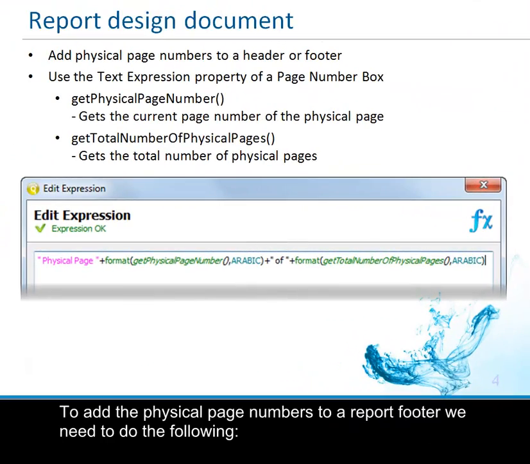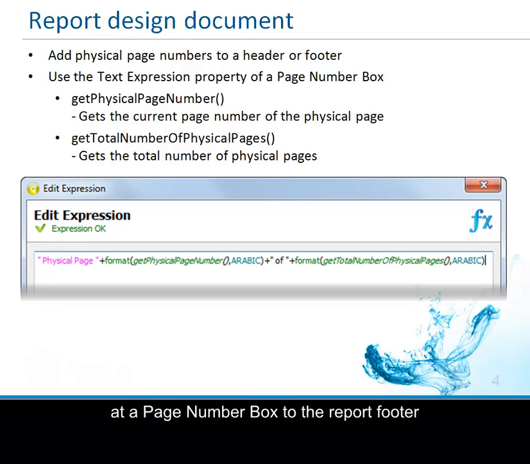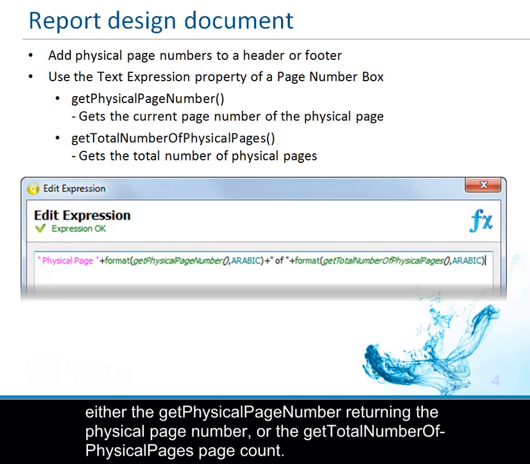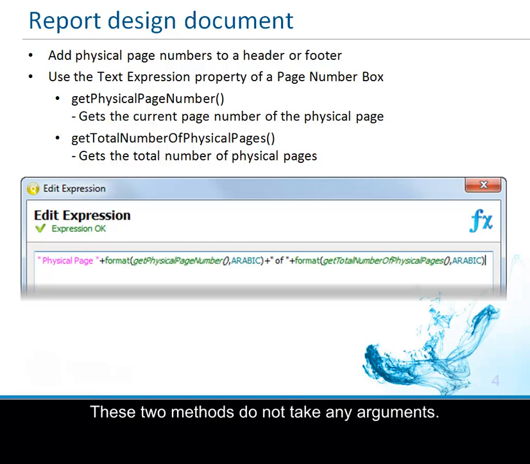To add the physical page numbers to a report footer, we need to do the following. Add a page number box to the report footer, and then edit the text expression property to include numeric methods that return physical page information, either the get physical page number, which returns the physical page, or the get total number of physical pages, which returns the total physical page count. These methods do not take any arguments.